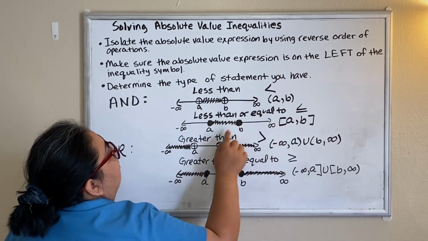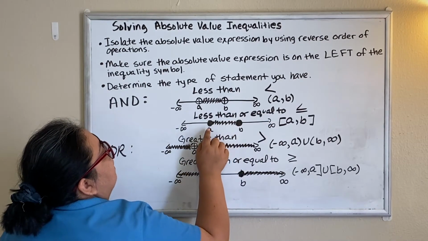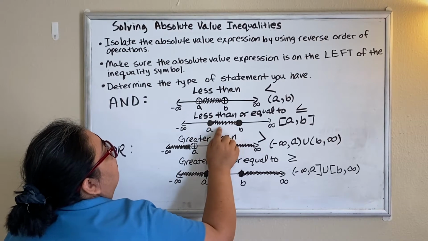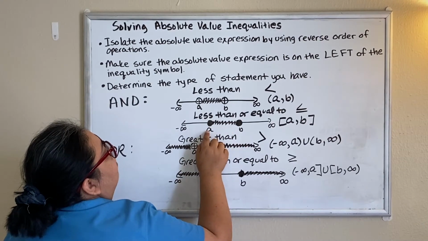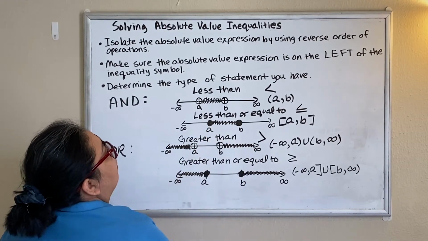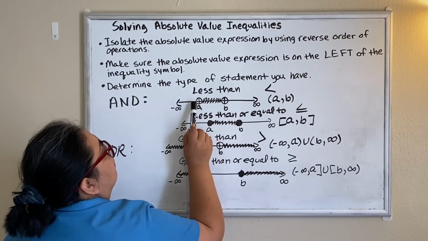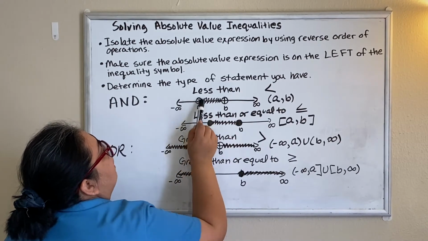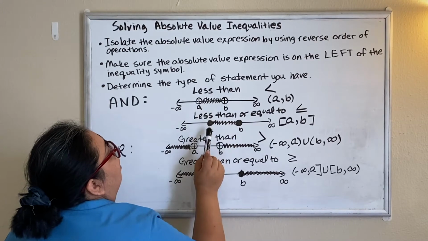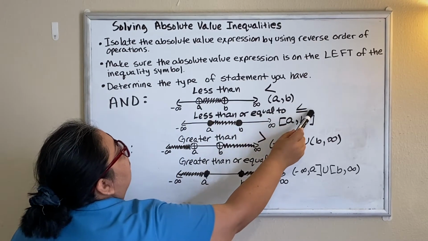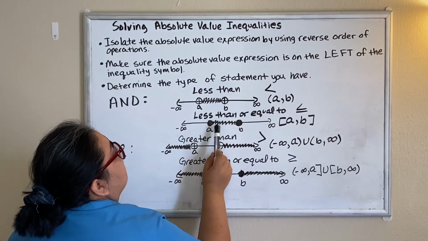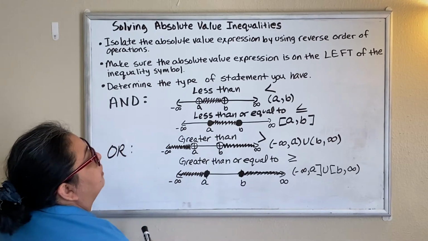If you have less than or equal to, the only difference is not only are you going to shade in the middle, but you're also going to shade your beginning and last point. With less than, you don't shade the beginning and end point. You keep them open. They're both going to be open, but with less than or equal to, the equal to part makes it closed, so it's going to be closed there.